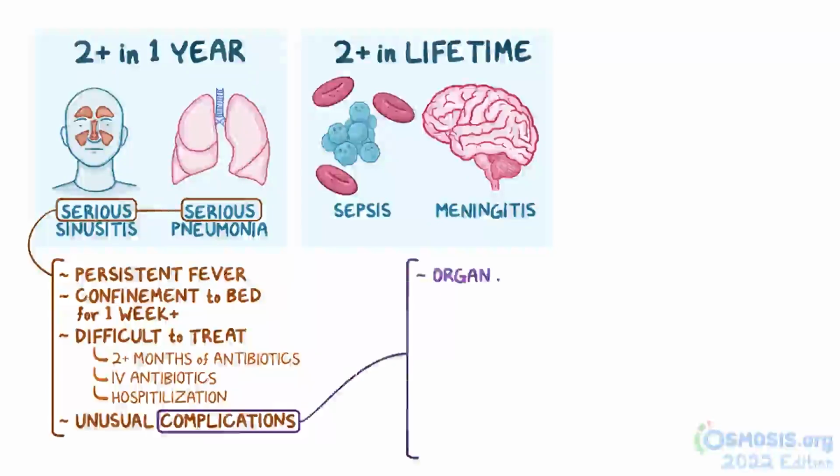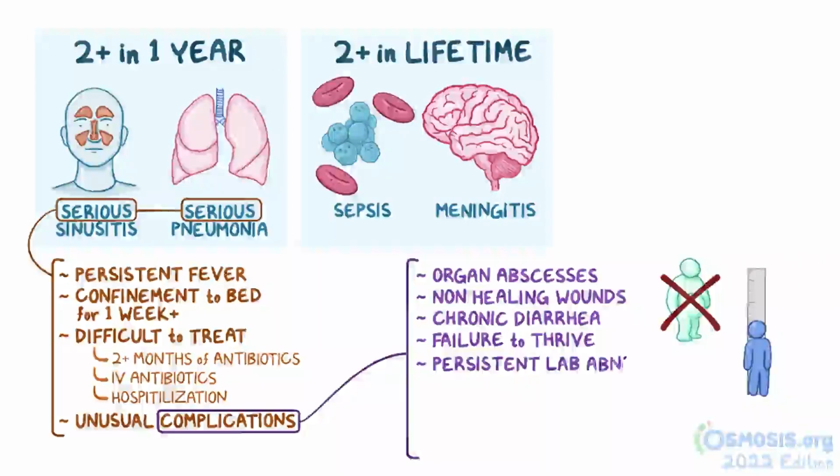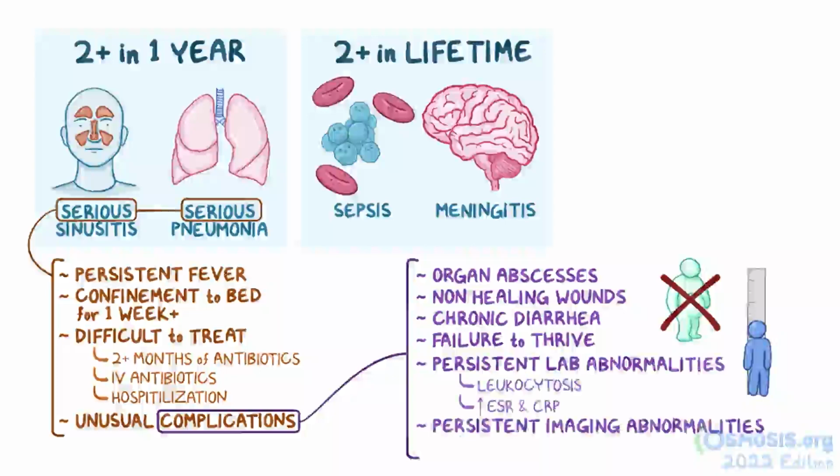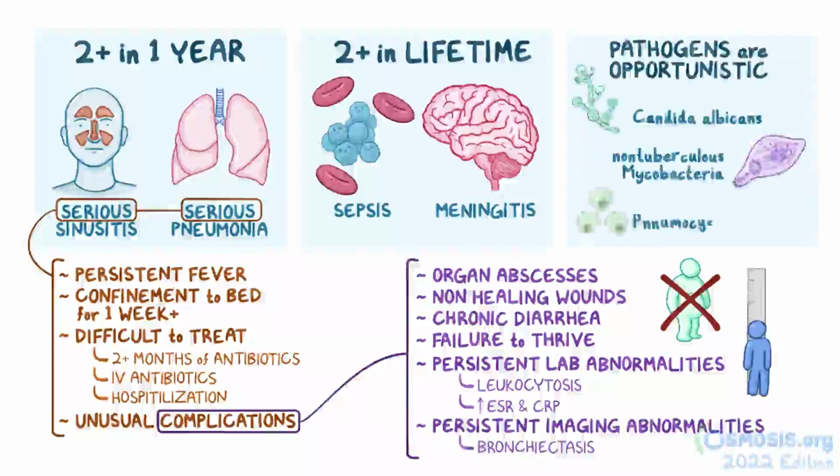These include organ abscesses, non-healing wounds, chronic diarrhea, or failure to thrive, meaning failure to gain weight or grow normally, persistent laboratory abnormalities such as leukocytosis or elevated ESR and CRP, or persistent imaging abnormalities such as bronchiectasis. And then it's also concerning if the pathogens are opportunistic organisms such as Candida albicans, non-tuberculosis mycobacteria, or Pneumocystis jirovecii, which usually don't cause serious infections in individuals with a normal immune system.